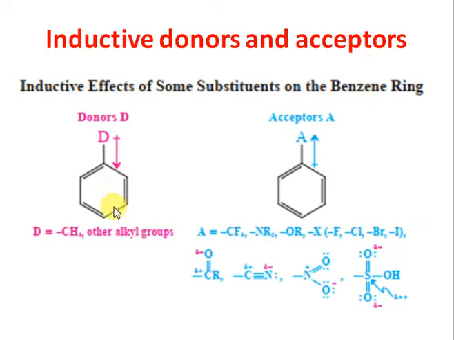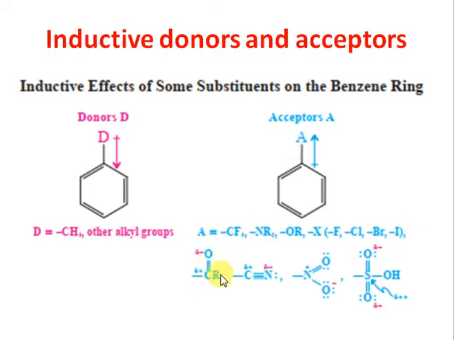So as electron density on the benzene ring increases, it becomes easier for the pi system to attack the electrophile. Whereas if you have a trifluoromethyl group here, or any group which is a heteroatom directly attached to the benzene ring, for example nitrogen, oxygen or halogen, all of these can withdraw inductively, right?